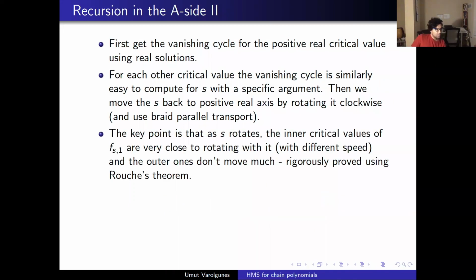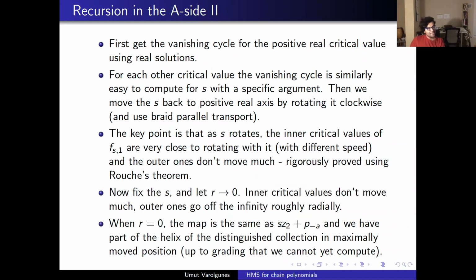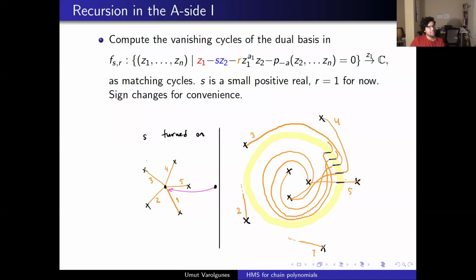Okay, but when R is actually equal to 0, something strange happens. When R is equal to 0, these critical values actually disappear. They're not there anymore. And so you set this R equals 0.